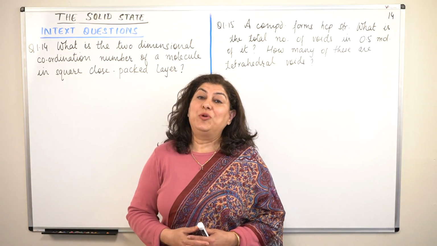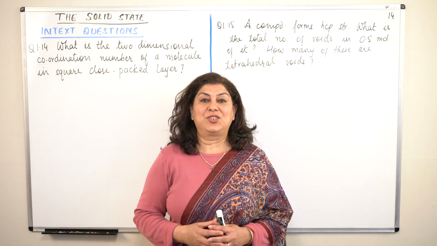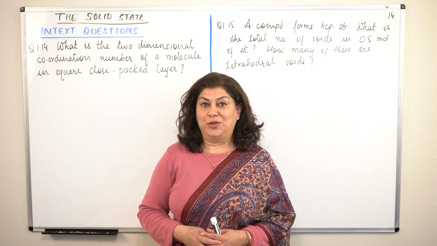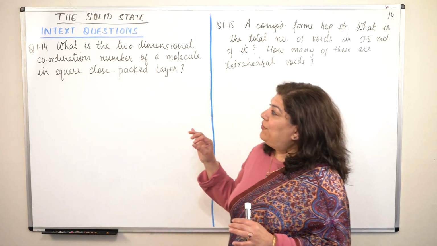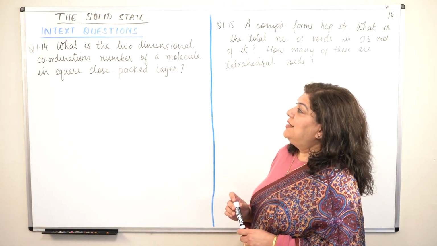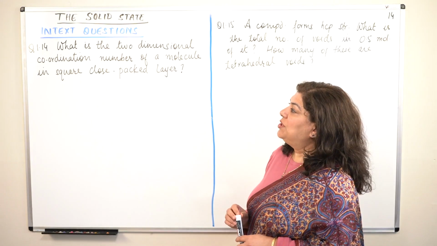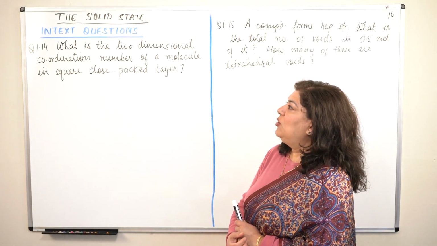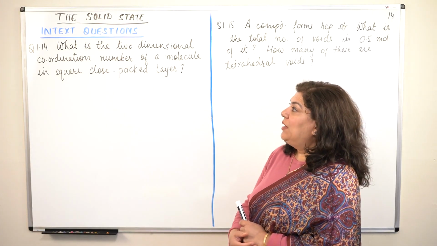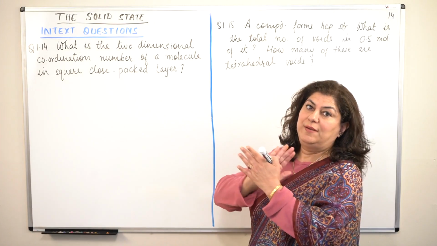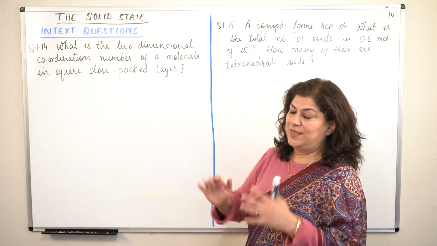In this video, I'm going to be solving a few in-text questions. These are in-text questions of your NCERT textbook. So I'll be first doing question 1.14, which reads: what is the two-dimensional coordination number of a molecule in a square close-packed layer? When we say two-dimensional, the board is two-dimensional. We are talking of a flat surface.